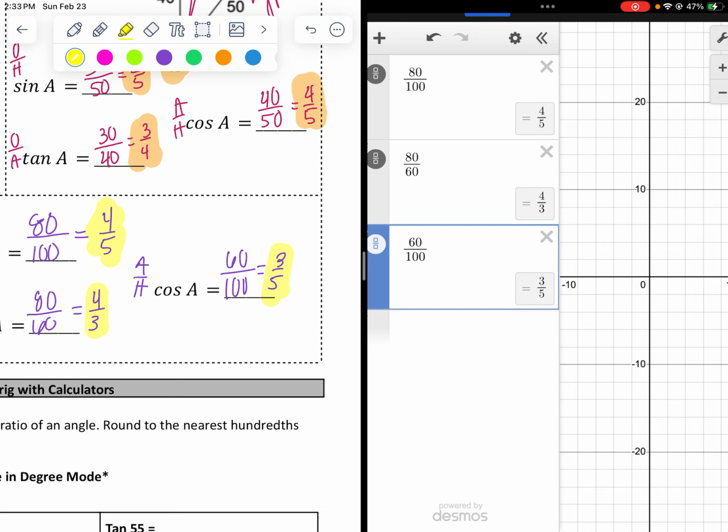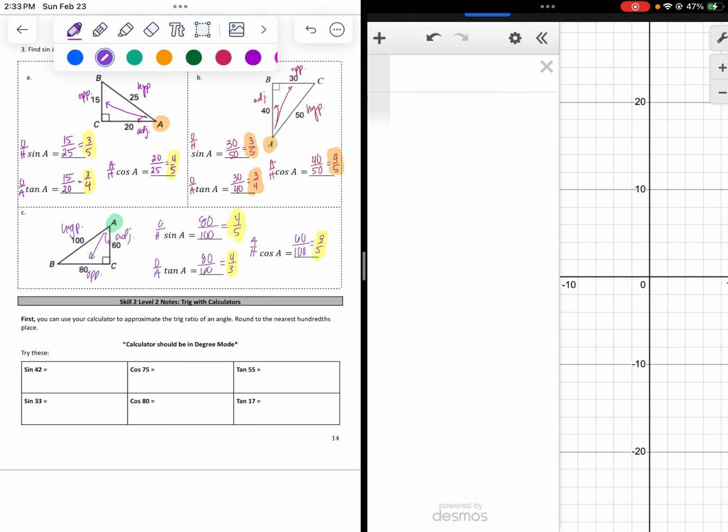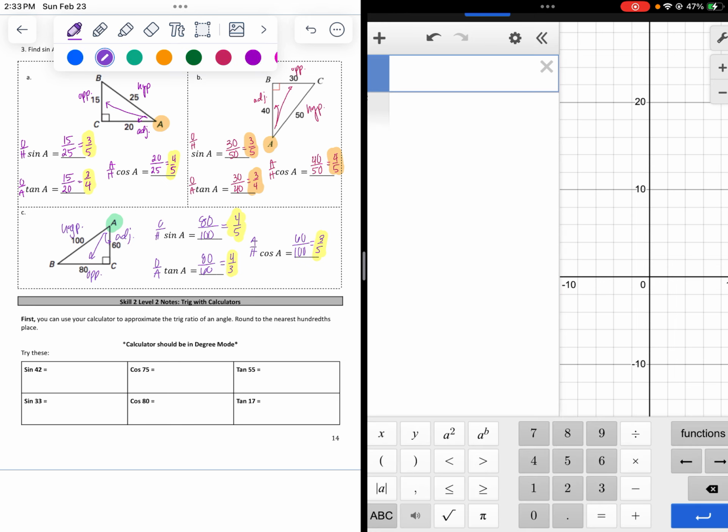All right, let's go ahead. Now, Skills 2, Level 2 notes. This is just trig with calculators. So in our calculators, we can go ahead and plug in these values.